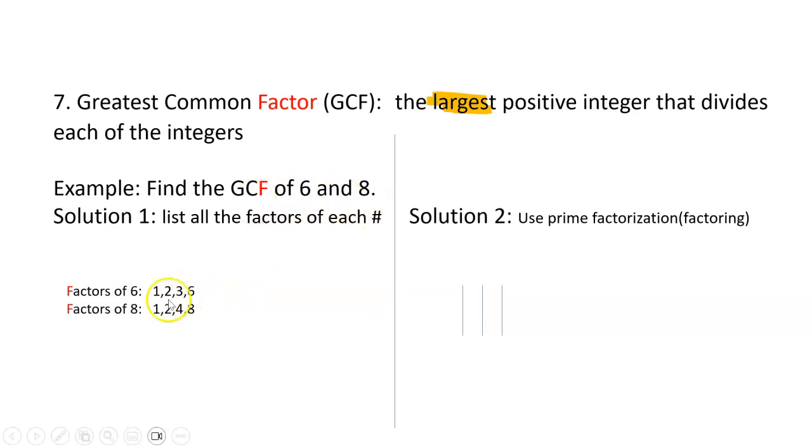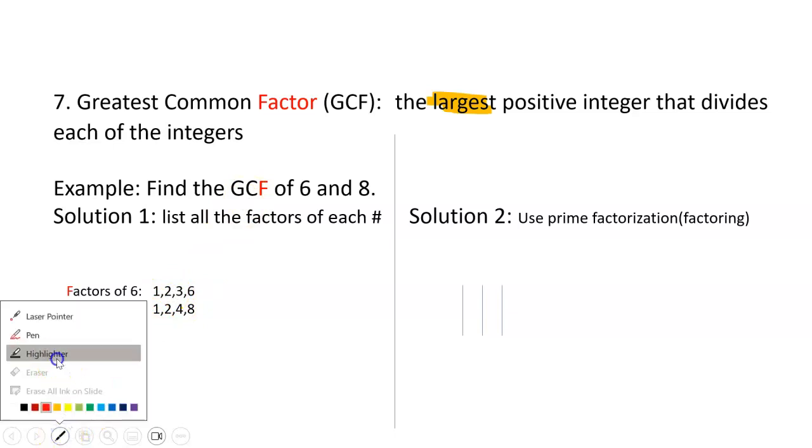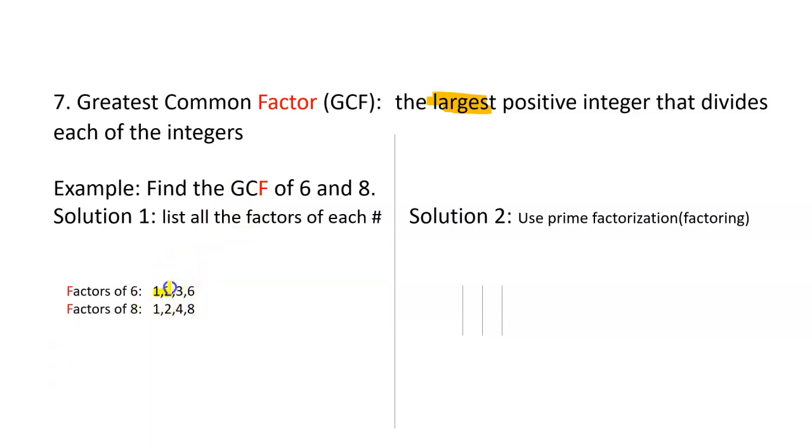So after checking all the numbers up to 6 or 8, these are the factors we found. And C means common. We are going to highlight the common ones. For example, we can see they both have a 1 and they both have a 2. And then G means the greatest. Out of these common ones, 1 and 2, we want to find the greatest one, the biggest one, which of course is 2.